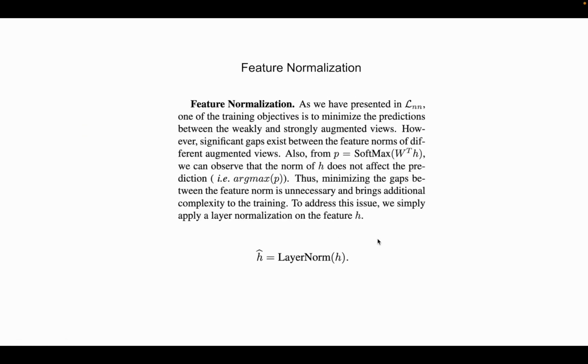Finally, we also have the feature normalization here. As we have shown in the node-to-node consistency, the training objective is to minimize the difference in prediction between the weakly and the strongly augmented views. However, there is a significant gap in the feature norm of different augmented views, especially between the strong and the weak augmented views. We can also see from this equation that the norm of this edge doesn't affect the prediction. So minimizing the gap between the feature norms is not necessary. To address the issue, we simply apply layer normalization on this edge.